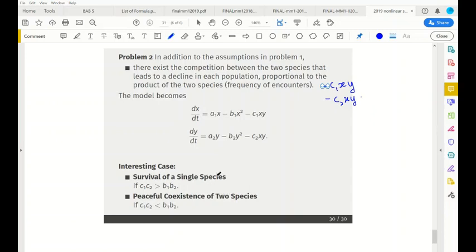The meaning here, survival of a single species means in the long run only one species manages to survive. But for the second case, both species are able to survive. Peaceful coexistence: even though there is competition between the two species, they manage to survive.